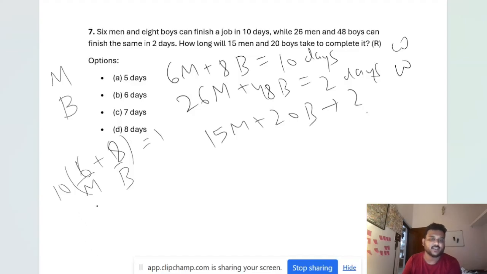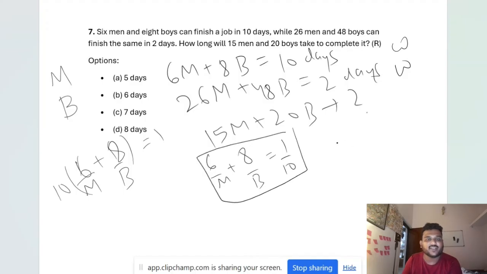That's what it is saying. So as soon as you get this information, you can directly write the equations as 6 by m plus 8 by b is 1 by 10. So this is the first equation. Similarly, the second equation. I'm explaining it because we're doing it for the first time, but in the exam, once you know the concept, you can directly write the information like this. So our next is 26 upon m plus 48 upon b is taking 2 days.